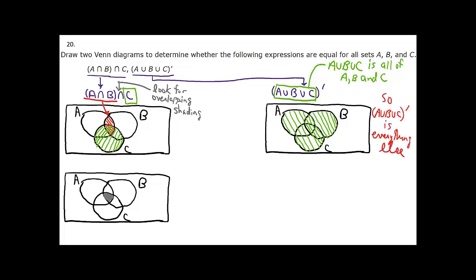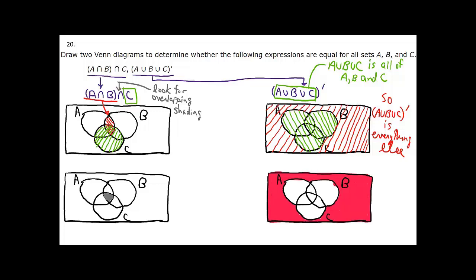So the complement would be everything else. That'd be the outside area, the ones I've shaded that are outside of all three circles. And as you can see, the Venn diagram on the left does not match the Venn diagram on the right, so those two are not equal.